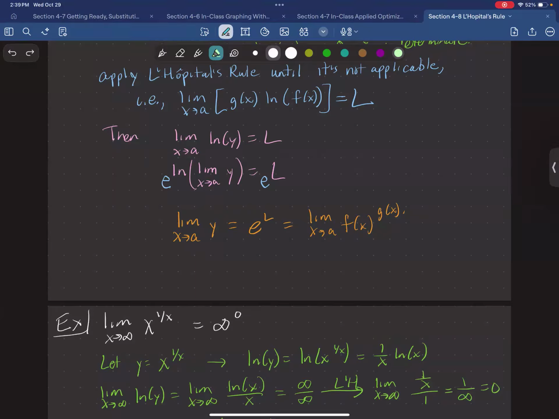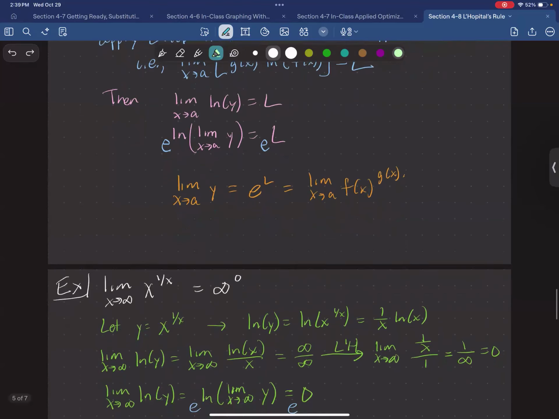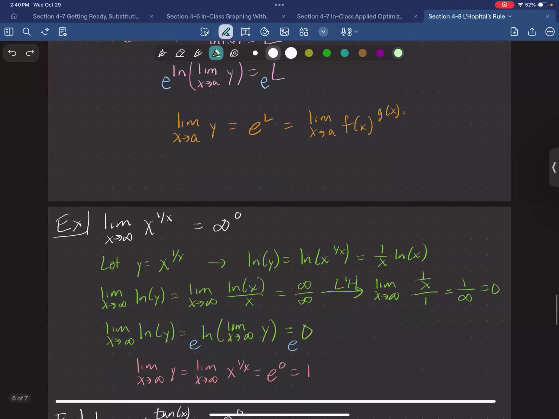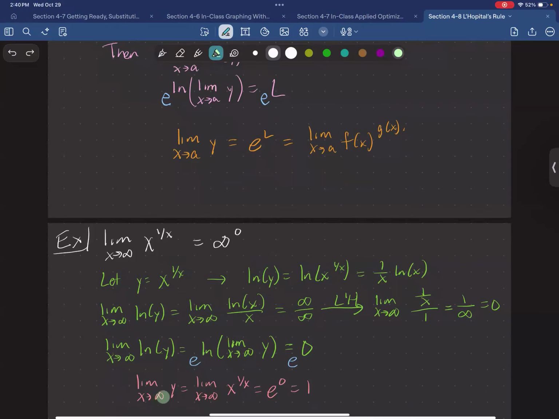That's not our answer. 0 is not our answer because we were not working with the natural log of y. We wanted y. So what we're going to do is raise that. We're going to do the e thing. I'm going to move the limit inside the natural log, and then I'm going to raise both sides to be powers of e so that the e to the ln cancel out. And I just got our limit equals e to the 0. So the limit as x approaches infinity of y equals e to the 0, but y was x to the 1 over x, and that's what we wanted to find. So that equals 1.